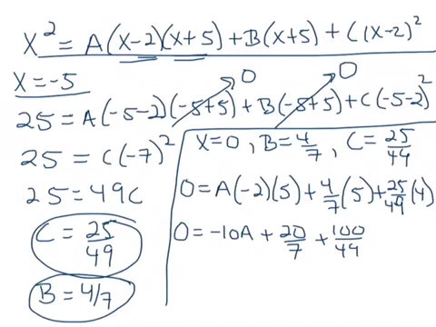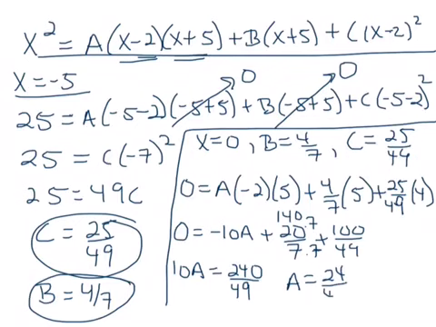All right, and the last thing to do is isolate the A and get a common denominator. So let's see, if we multiply this by 7 over 7 to have a common denominator of 49, that's going to be 140. And if we move the 10A to the other side, we have 10A equals 240 divided by 49. And dividing both sides by 10 gives us A is equal to 24 divided by 49.